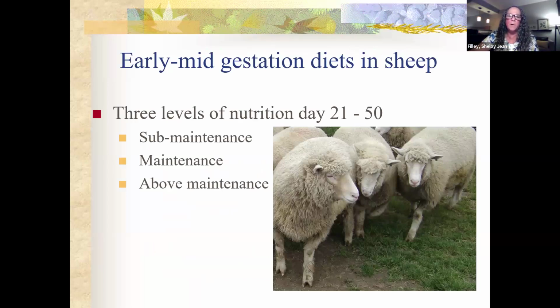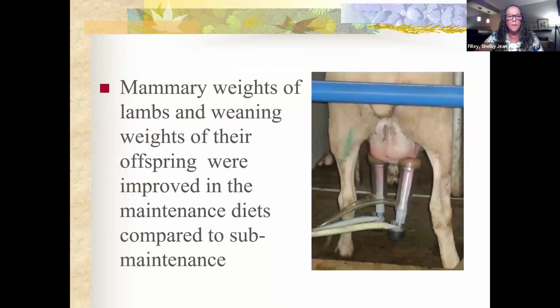Very interesting. I have a couple examples of that. And the first one is early to mid gestation diets in sheep. If we feed them 3 levels of nutrition through day 21 to 50 of their gestation, one of them would be sub-maintenance, the second one would be maintenance level, and the other one would be above maintenance. For mid to late gestation sheep, we know what they should be, maintenance. But if we feed them less than they need or more than they need, what happens?